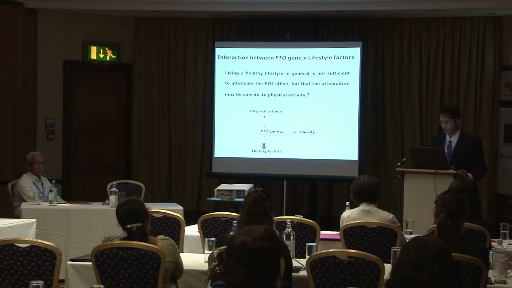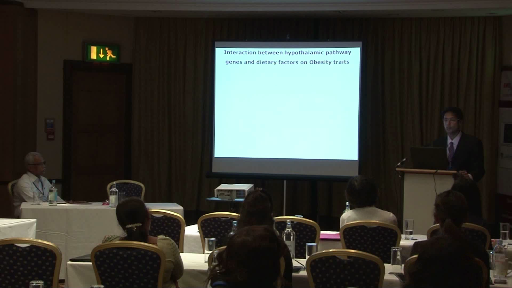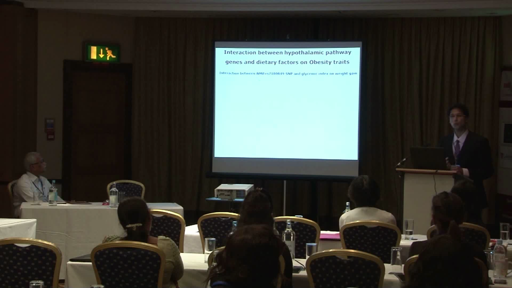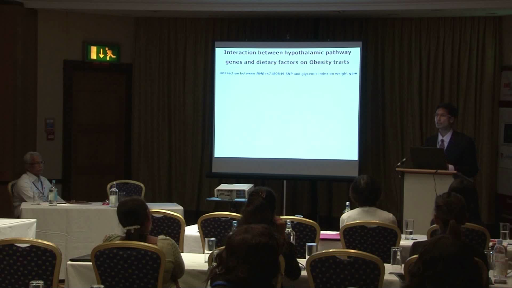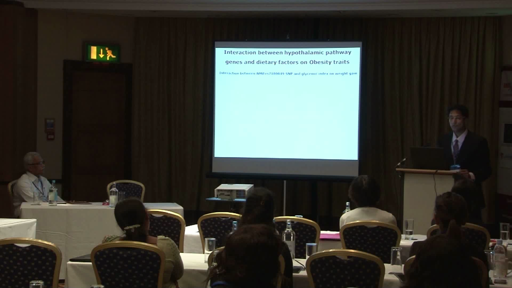Another example from the Diogenes study is the interaction between hypothalamic pathway genes and dietary factors on obesity, and we found that there was one gene which is called the NMB gene. The NMB gene encodes a protein called neuromedin, which serves as a satiety signal and also plays a crucial role in appetite regulation. So we found a significant interaction with glycemic index on weight gain.